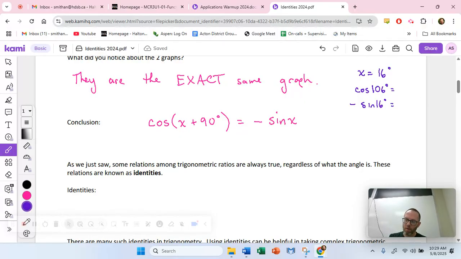Cosine 106. Cosine 106. Negative 0.276, let's say. And then sine 16, but make it negative. Would you look at that? Negative 0.276. Do you guys do the same thing? That's going to happen no matter what we plug in.